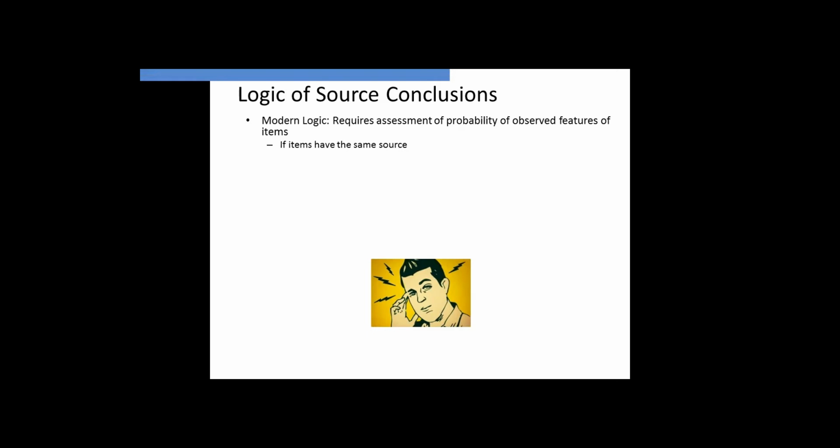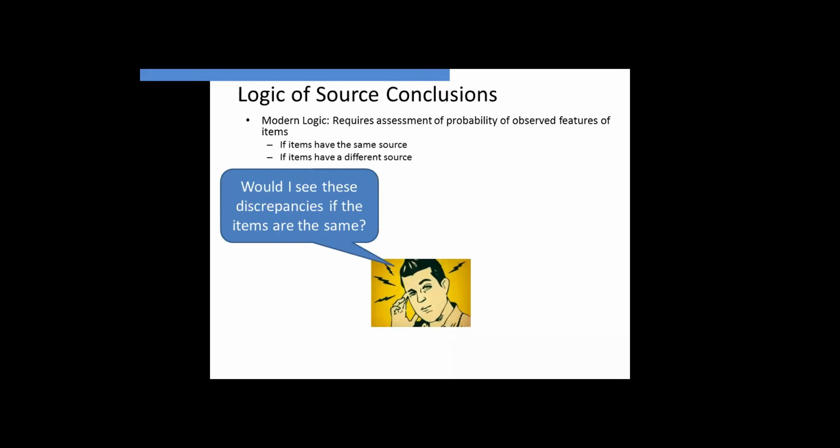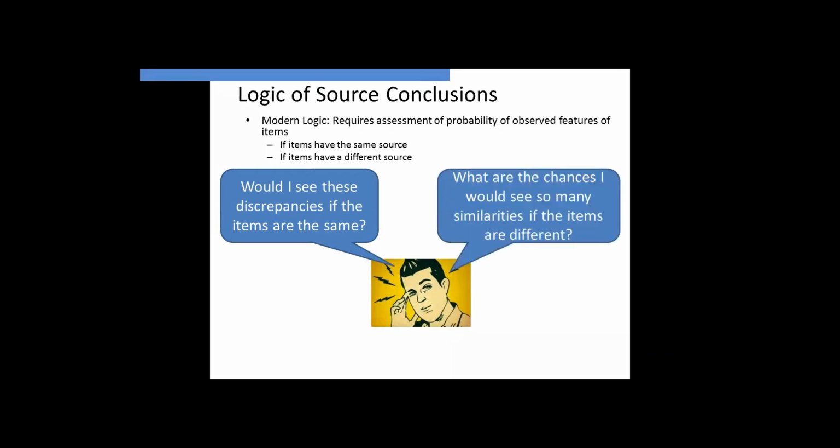So this requires that examiners make some assessment of probability of the observed features in a particular comparison under two assumptions. One is if the items have the same source or if the items have a different source. And so what the examiner's thinking, sort of the logic of conclusions here, is the examiner's comparing the items and is thinking, well, I see certain discrepancies. How likely is it that I would see these if the items are from the same source? What are the chances I'd see so many similarities if they're from a different source? And this assessment of conditional probabilities then leads to a conclusion.